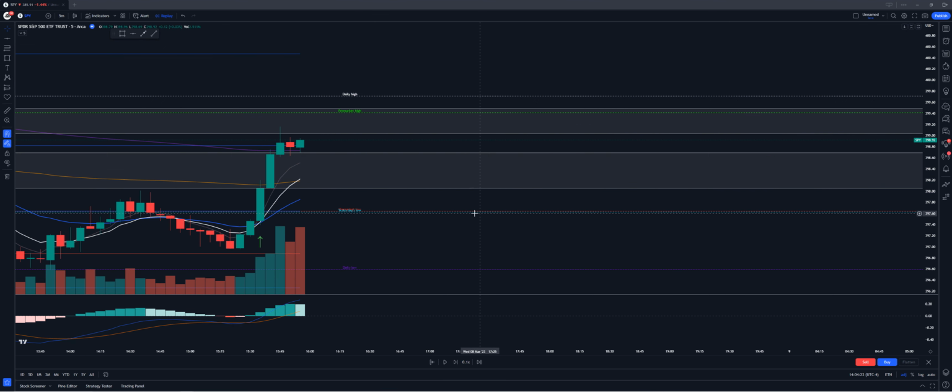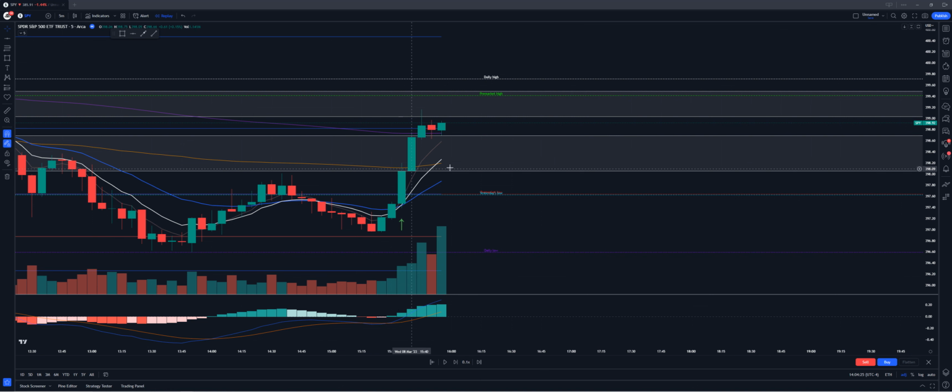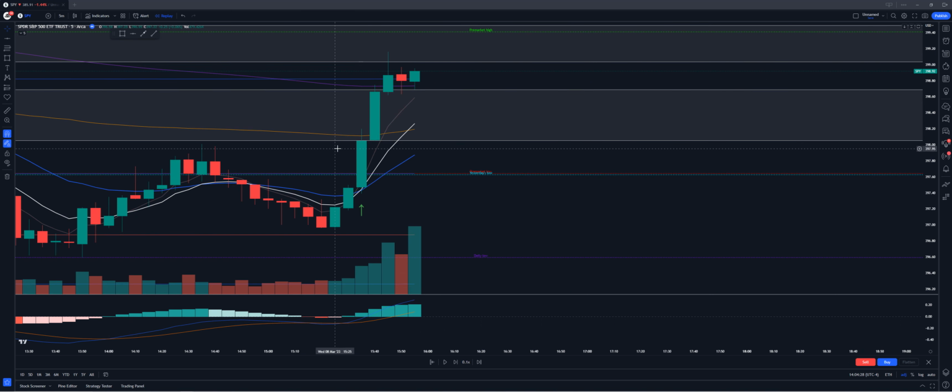Oh, this was a really nice one. Wow. So we got this 5-minute alert right here. As I said before, personally, I get a little bit wary taking entries right below VWAP for a call, so I probably wouldn't have entered this, and I didn't play this.